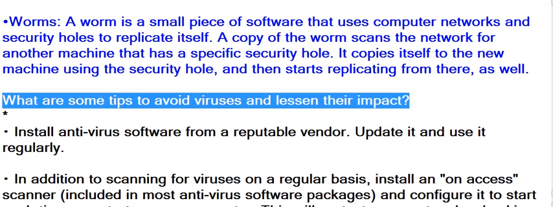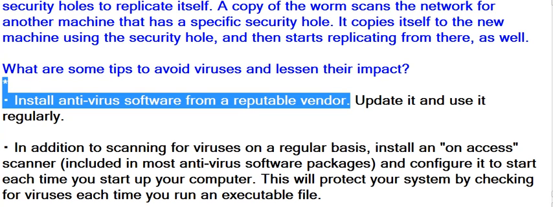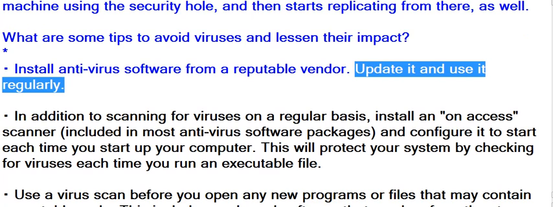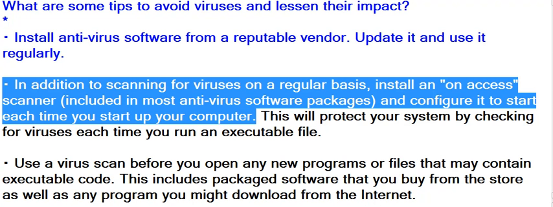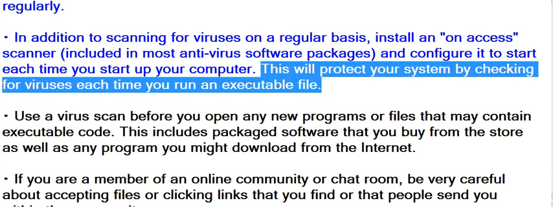What are some tips to avoid viruses and lessen their impact? Install antivirus software from a reputable vendor. Update it and use it regularly. In addition to scanning for viruses on a regular basis, install an on-access scanner, included in most antivirus software packages, and configure it to start each time you start up your computer. This will protect your system by checking for viruses each time you run an executable file.